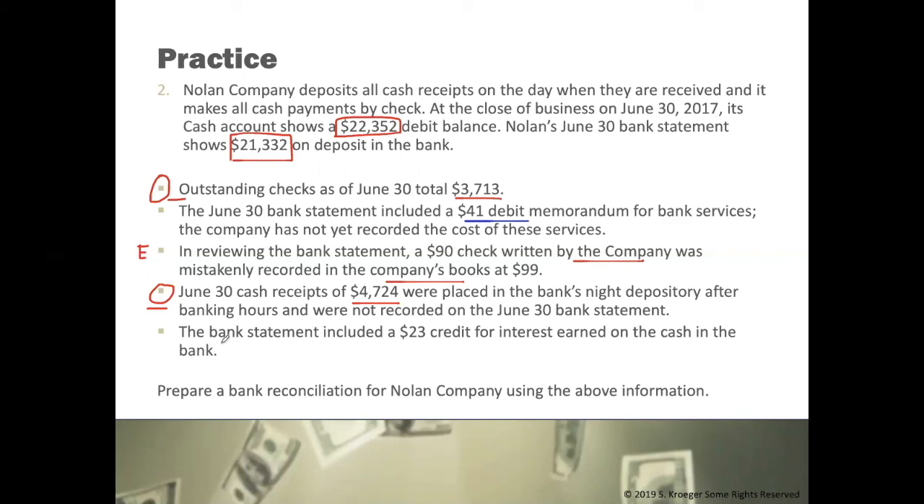Let's skip down to the end. The bank statement included a $23 credit for interest earned on the cash in the bank. The bank gave us $23. We need to update our books to show that we have this $23. So we'll need to add this in. The other item, which I saved for last, was the error. In reviewing the bank statement, a $90 check written by the company was mistakenly recorded in the company's books at $99.